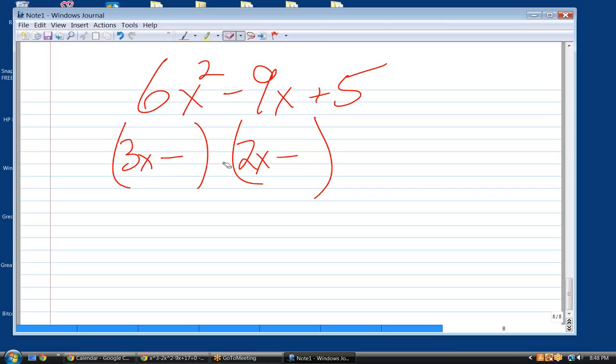It didn't have to be 3. Yeah, exactly. Let's try 6 and 1 because none of the other ones worked. So we're still limited to 1 and 5, and clearly we don't want the 5 over there. That's going to get us up to 30. So we try the 5 there and the 1 there. Does that work? No. Okay. So we've just proven it can't be factored because we've tried all 4 possibilities.